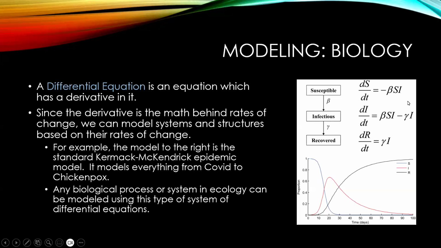For example, this system over here, this is called the Kermack-McKendrick epidemic model. We use it to model everything from COVID to chickenpox. And with enough practice, you'll be able to recognize exactly what every single one of these terms means and why they have to be in this system. This system describes how people get sick, but any biological process or system in ecology can be modeled using this type of system of differential equations. And so you see this pop up a lot.